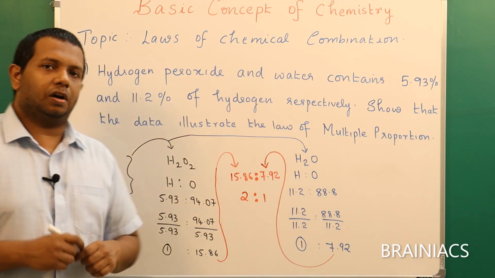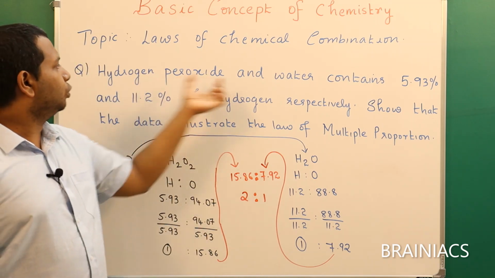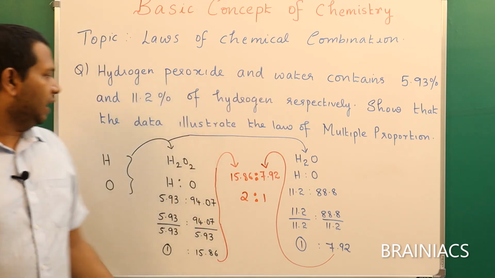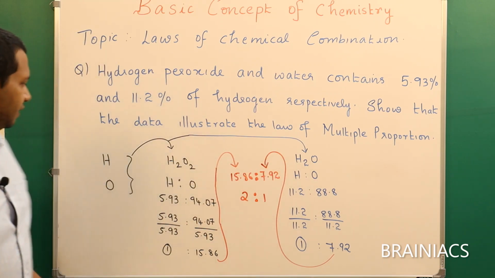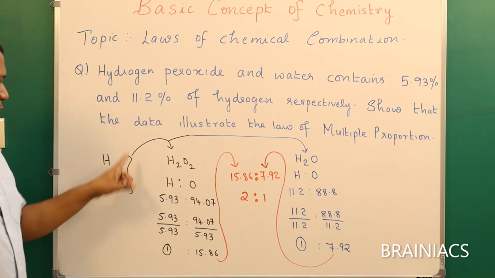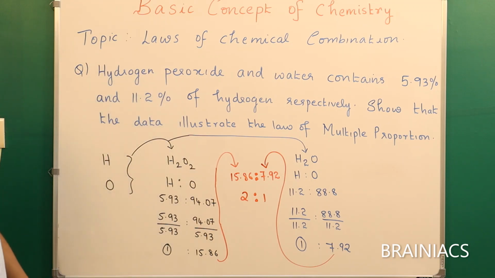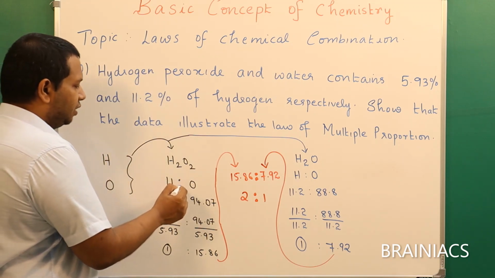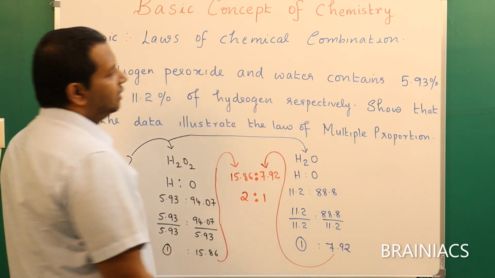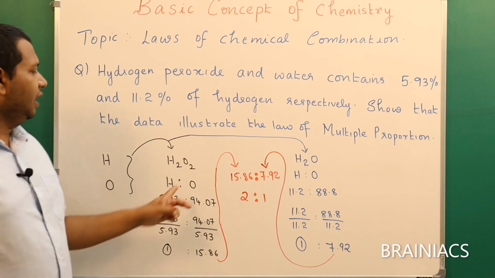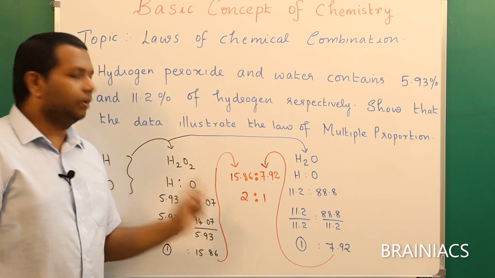So how will you understand whether it is the law of multiple proportion? Because they are talking about two compounds, hydrogen peroxide and water, which are made up of only two types of elements. So we say that hydrogen and oxygen combine to form hydrogen peroxide and water. As per the law, we take the ratio of hydrogen and oxygen. What is the mass of hydrogen given? 5.93%. So we take it as 5.93, then oxygen will be 100 minus 5.93, that is 94.07.